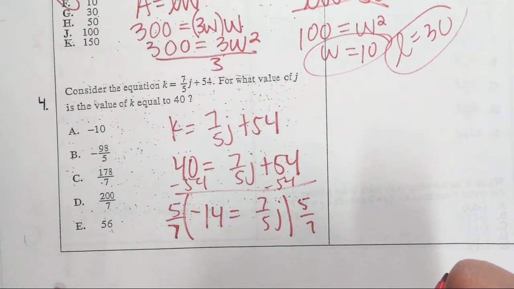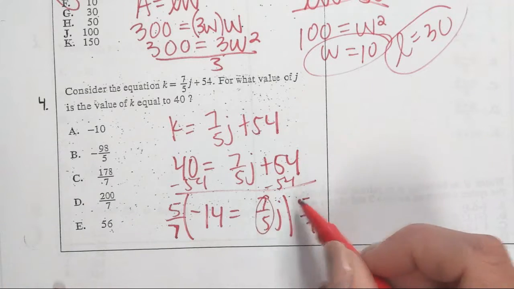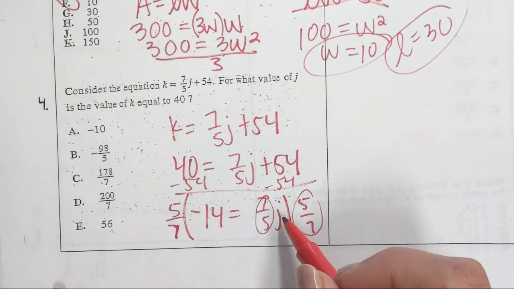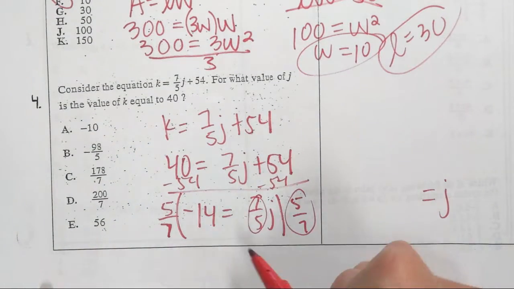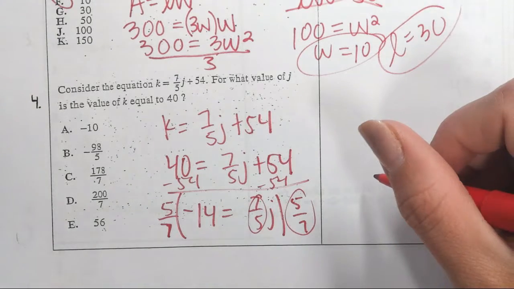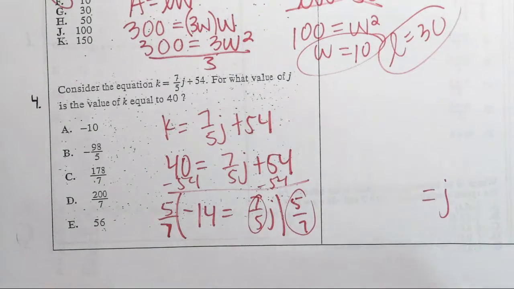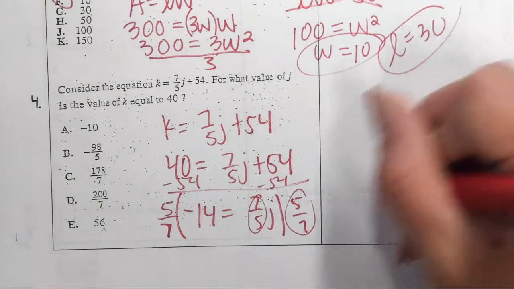When you say cancel, that makes people think that the whole thing just goes away. When you multiply them, they actually give you 1, so it's 1j. But I get what you're saying. And then on this side, when I multiply 5 over 7 times negative 14, that would give me? Negative 10. Very good.